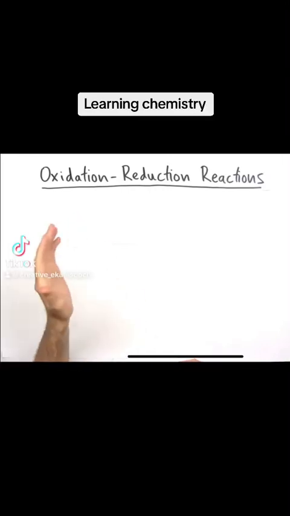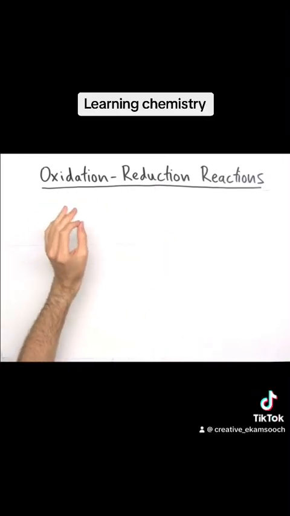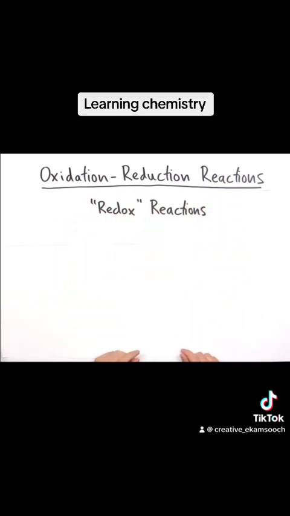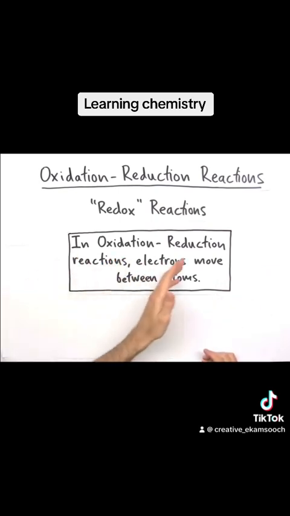This is an introduction to oxidation and reduction reactions. We often abbreviate oxidation and reduction, so we just call these redox reactions for short. So, what is an oxidation reduction or a redox reaction? Here's a quick definition. In oxidation reduction reactions, electrons move between atoms.